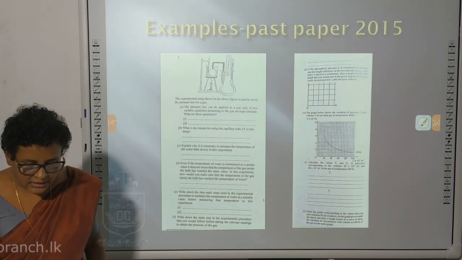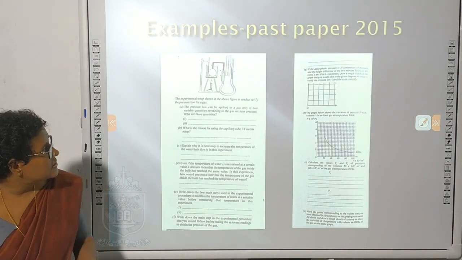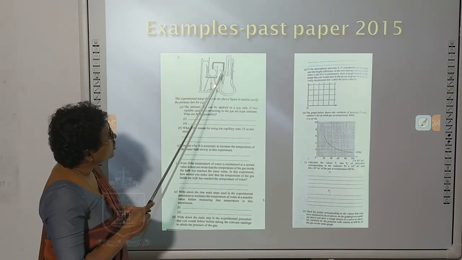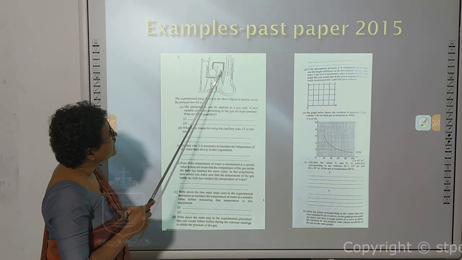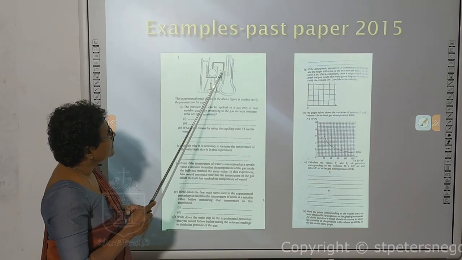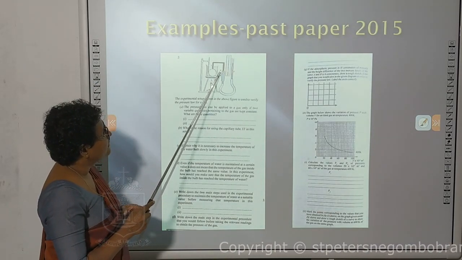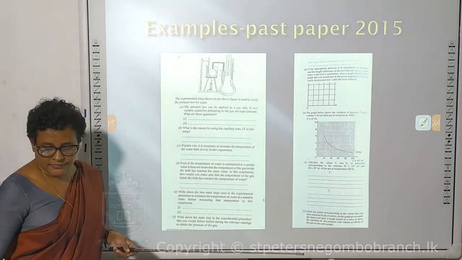pressure of the gas, right? So you have to keep this always up to this indicator. If not, the pressure will be giving incorrect readings. So make sure the mercury level is there at the indicator.